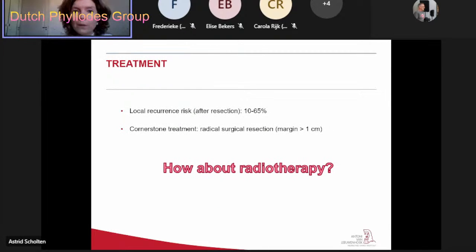The local recurrence risk after resection is a bit high, 25%, my apologies, but the cornerstone of the treatment is a radical surgical resection. Like Frederieke said, does it have to be more than 1 centimeter? Can you have less margin or even a positive margin? And the question I would like to address is, is there a role for radiotherapy?